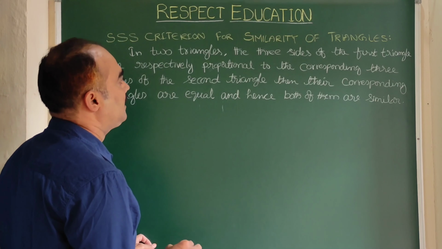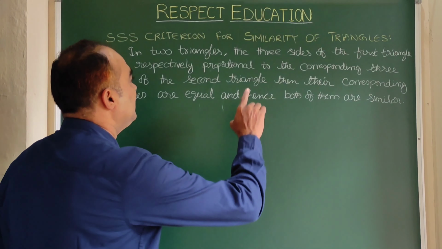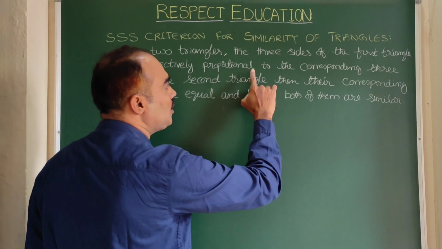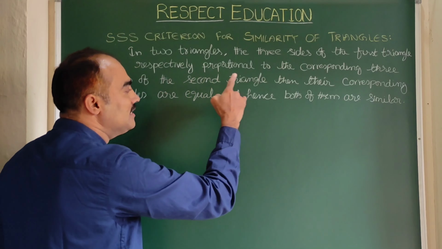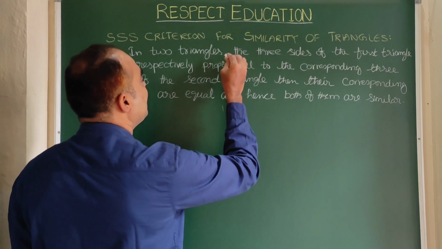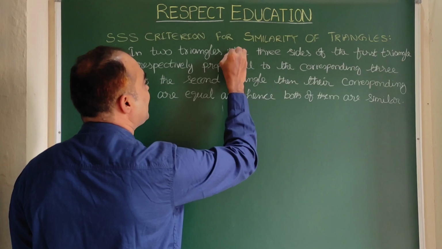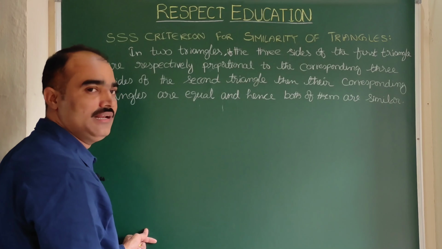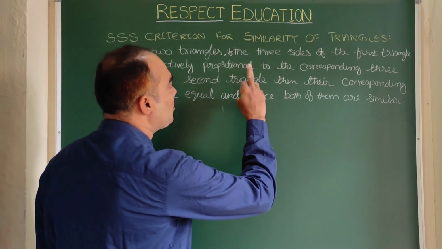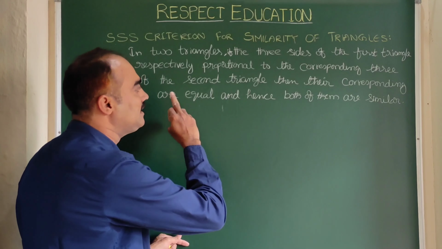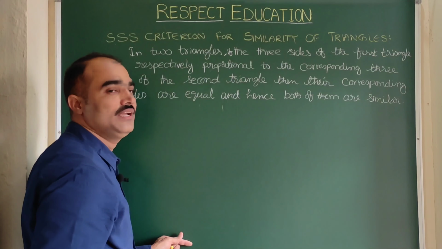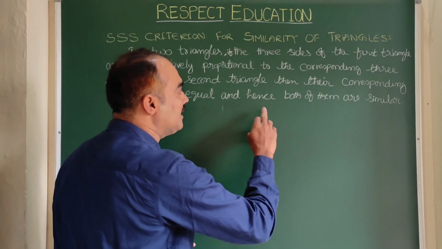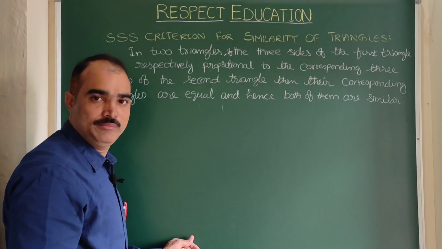Now here let us understand the given condition. The three sides of the first triangle are respectively proportional to the corresponding three sides of the second triangle. Here this is an if condition, so let us add the word if. If the three sides of the first triangle are respectively proportional to the corresponding three sides of the second triangle, then their corresponding angles are equal, and hence both of them are similar.